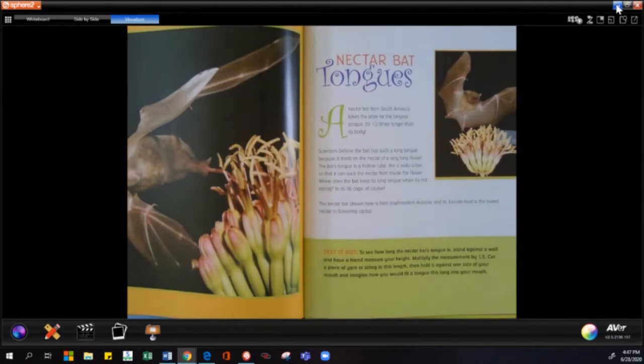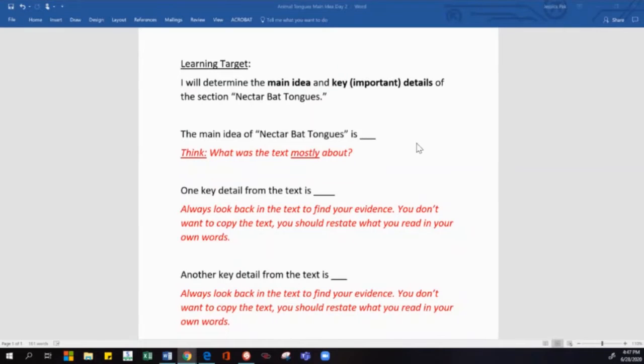So if you take a look with me on here, can you go ahead and read the learning target with me? This is our focus for this little section. Go ahead. I will determine the main idea and key, remember key means important, details of the section Nectar Bat Tongues. Determine just is a fancy word for we're going to find the main idea. So we're going to do that together. Again, I have some sentence stems here. The main idea of Nectar Bat Tongues is blank.